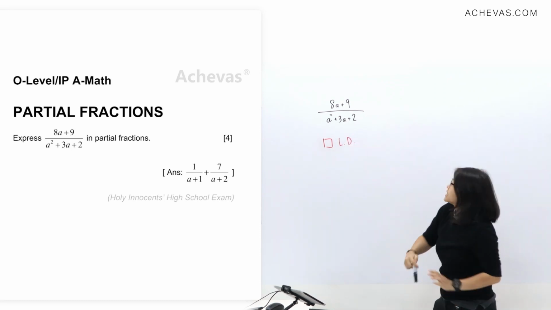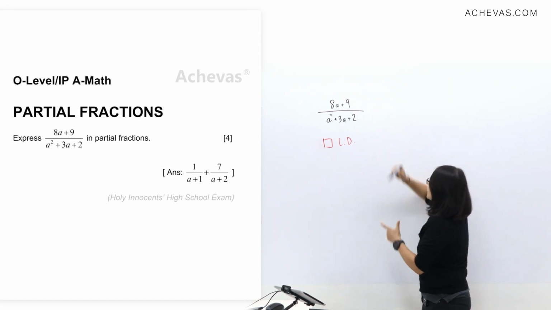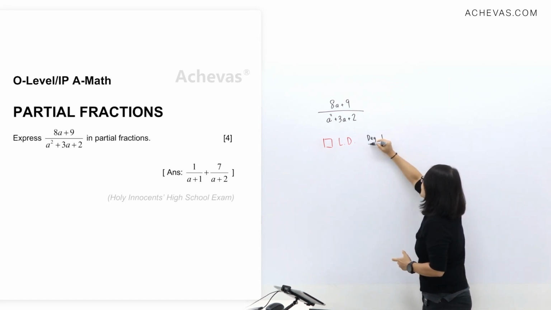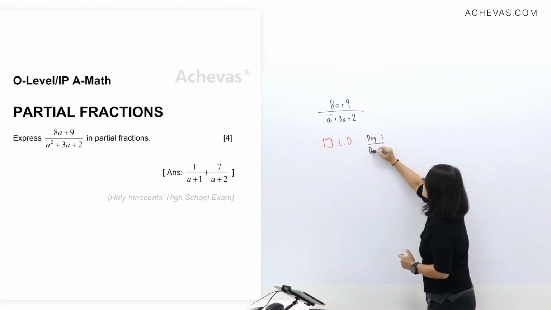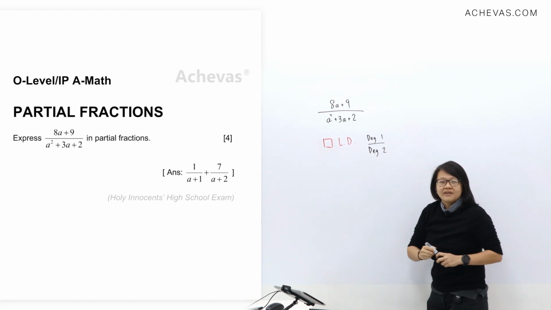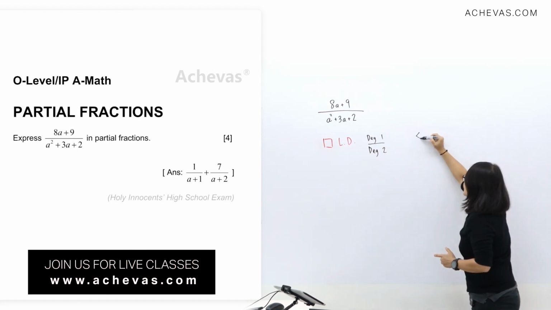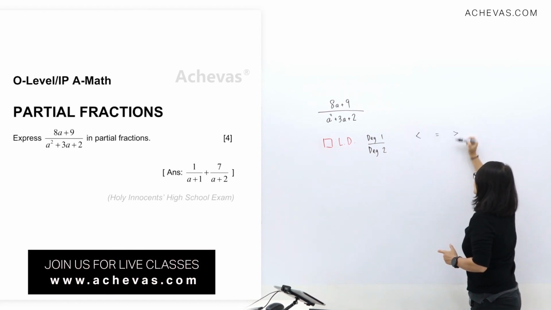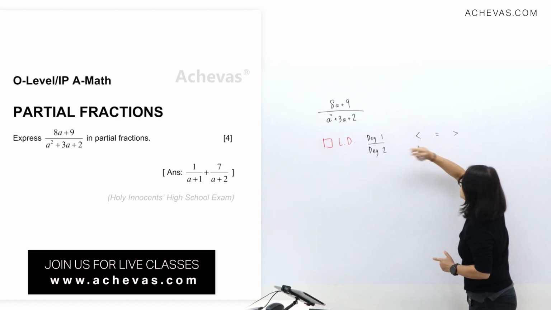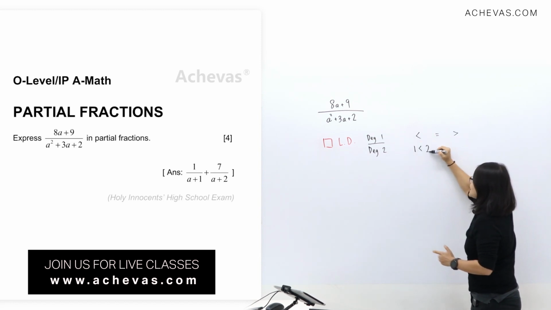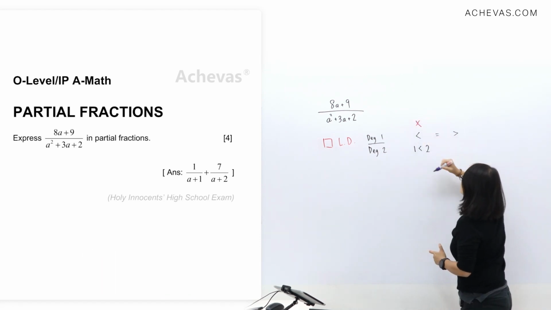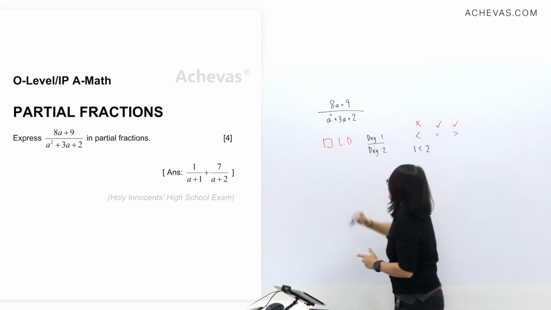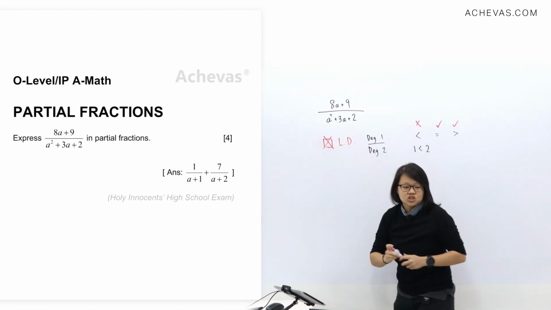Now let's take a look at the numerator. The highest power of a in the numerator is degree 1, and in the denominator, the highest power of a is degree 2. We have three cases here: you either get a less than, equal, or more than sign. In this case, it's going to be 1 less than 2. So we do not need to do a long division. First step, I'm going to cross out long division.